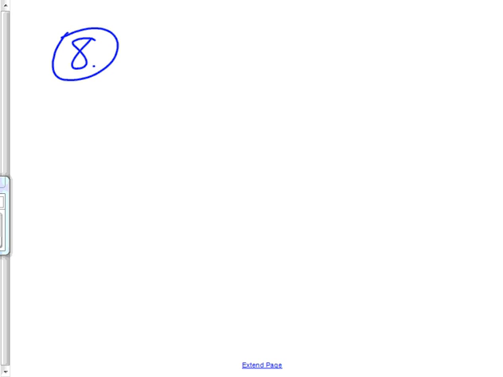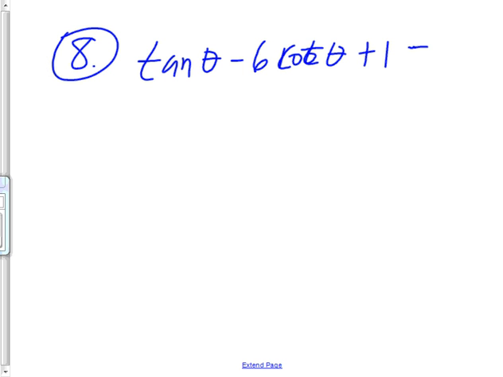Number 8, tangent of theta minus 6 cotangent of theta plus 1 equals 0. I don't know why my computer's going so slow right now, but it's kind of messing up my writing. Cotangent. There we go. Okay.